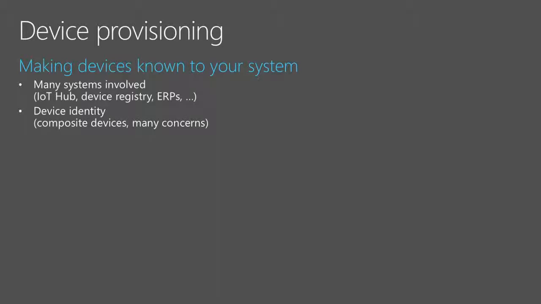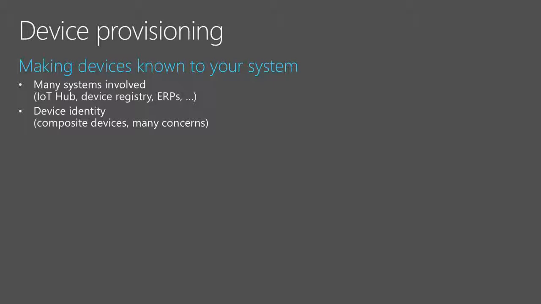The first thing that we did was device provisioning, and it's clear that what I did was a toy. Device provisioning is used in this talk as making devices known to your system. Your system is usually composed of many subsystems, and IoT Hub and IoT Suite are going to be just one of those. What we're showing here is IoT Hub for connectivity, and the device registry so that you can store your own properties and things, but then there are going to be many other systems.